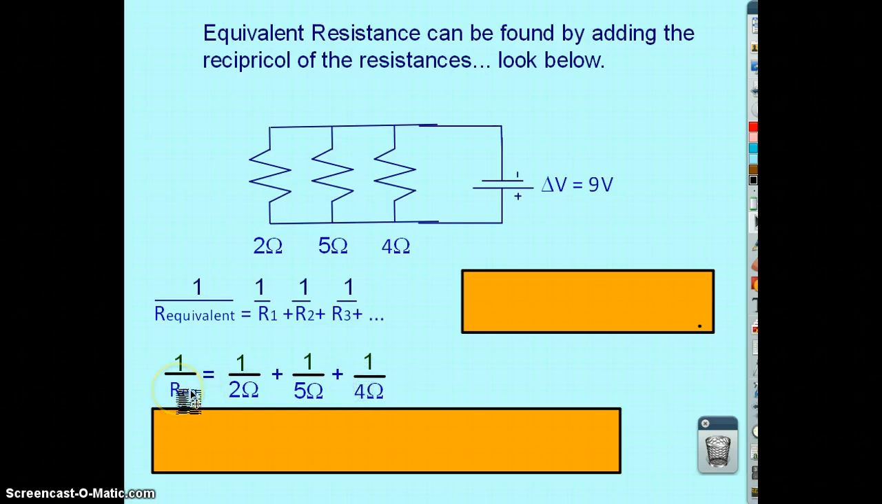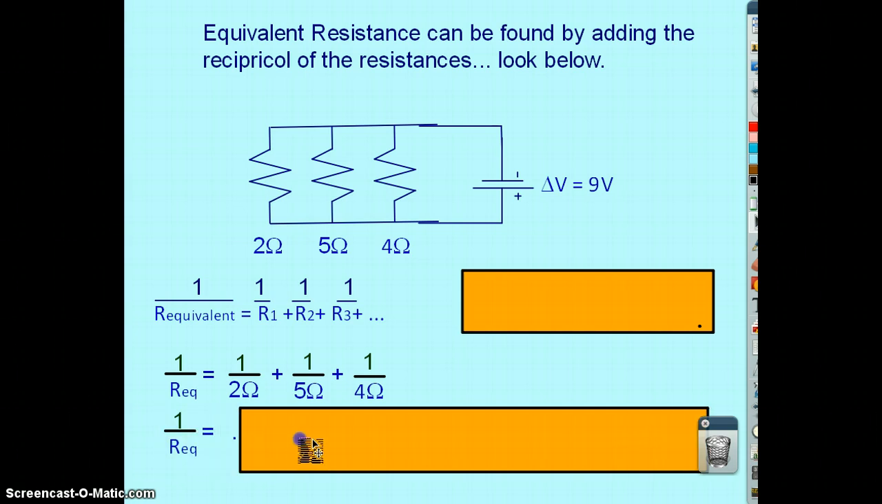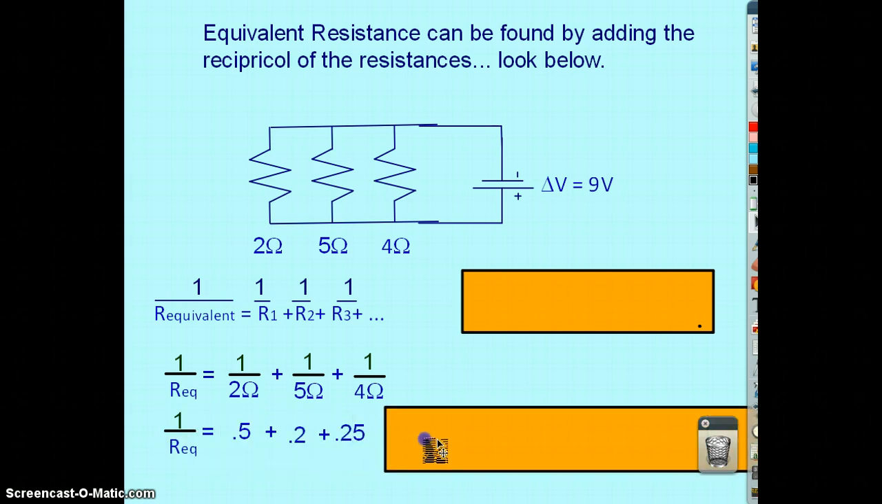This right here may be the trickiest thing. If we just add up these fractions, we're not done. We still have to take the reciprocal to get the answer. Because whatever you get when you add these up is equal to 1 over R. Now you could add it in terms of fractions, make this into 20ths, and come up with 19/20ths. Or you can convert to decimals, which is my preferred method here. So I'm going to say 0.5, 0.2, and 0.25. And when I add those up, I get 0.95 over an ohm.